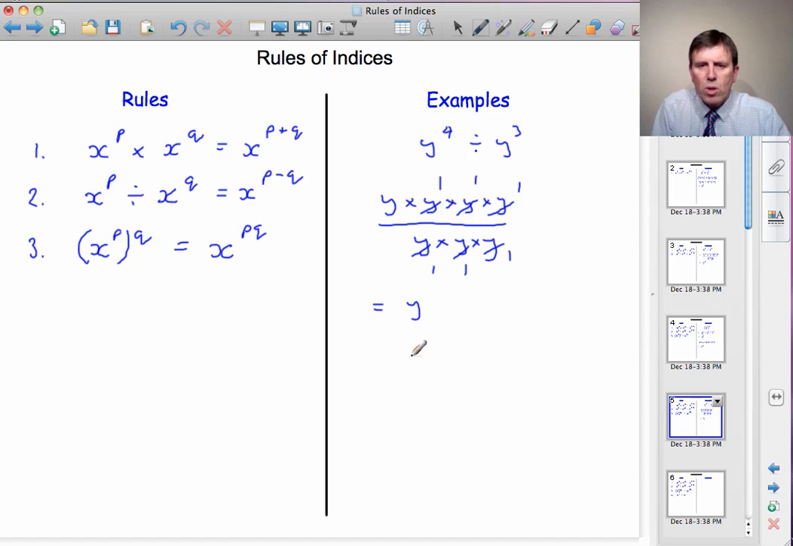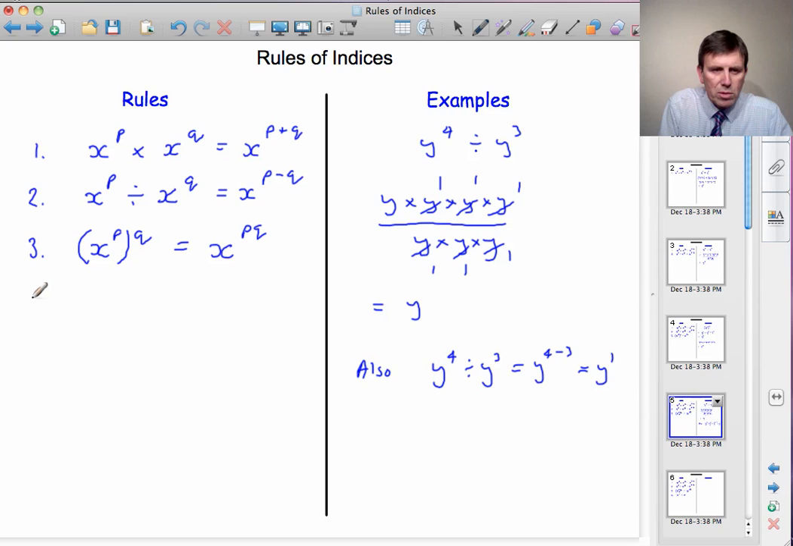And on the bottom, 1 times 1 times 1 is 1. So the answer is y. So y to the power 4 divided by y cubed is y. But to be consistent with our second rule, we have y to the 4 divided by y to the 3 is y to the power 4 minus 3. And 4 minus 3 is 1, so that has to be y to the 1. So we have to agree that what we mean by y to the 1 is just y itself. And that gives us our fourth rule.